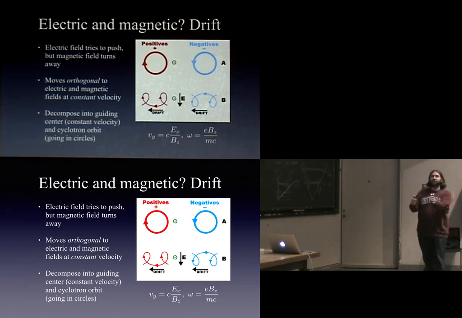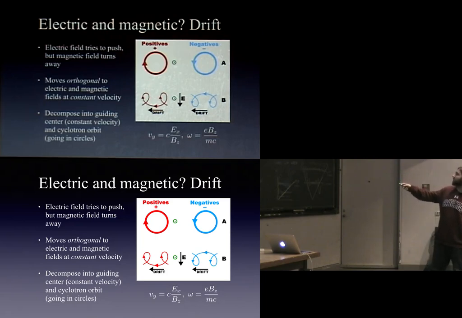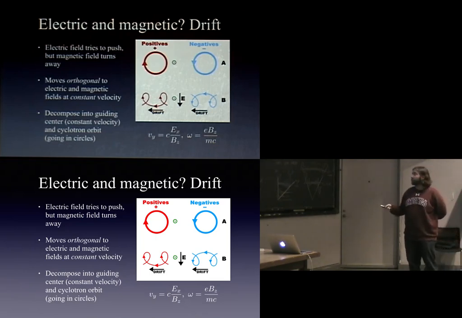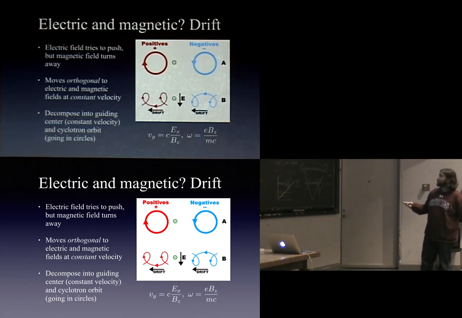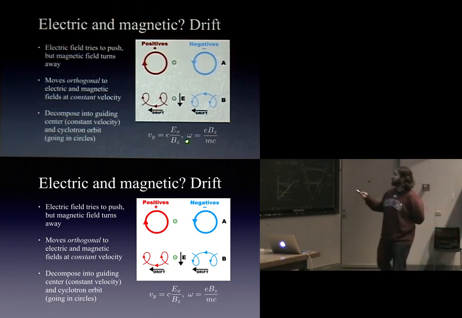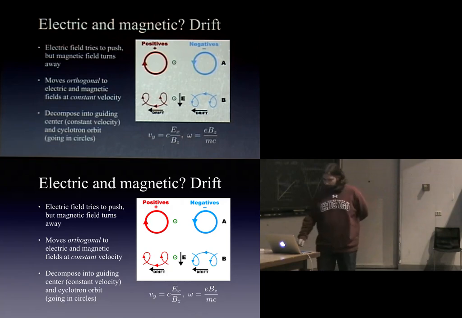I can kind of imagine decomposing this telephone cord, which makes me sound very old, this telephone cord-like shape into basically the orbiting cyclotron orbit piece of it, and then this constant drift velocity. The frequency of this orbit doesn't depend on the electric field. It is always linearly proportional to the magnetic field and inversely proportional to the mass of the particle. The drift velocity doesn't care about the mass or the charge of the particle. It just cares about the electric and magnetic fields.